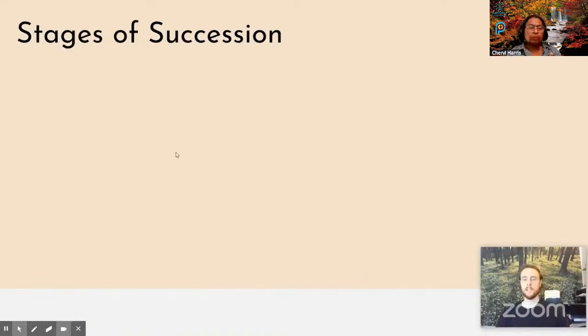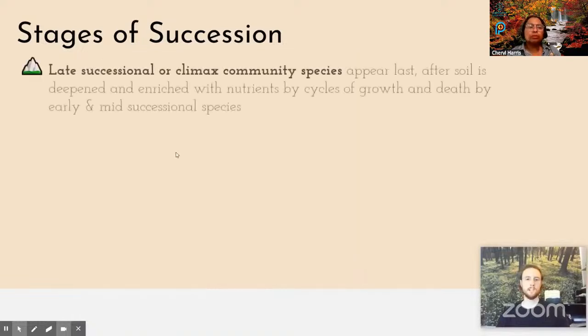And then we have late successional species, which, as their name implies, are the last species to colonize or to start growing in an area. We also sometimes call these members of a climax community because a climax is at the end of the transition, and so it takes them quite a while to arrive. So they are going to be able to start growing after the soil has been deepened and enriched further by this process of the early and mid-successional species dying and having their biomass and their nutrients added to the soil.